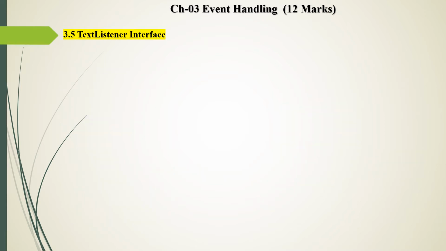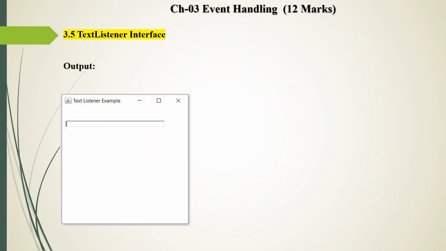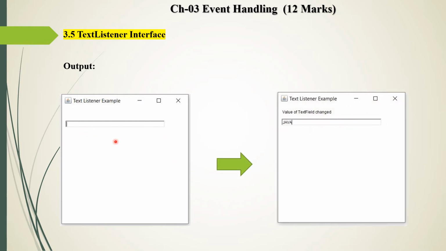Then the output of the program is displayed. First, our frame title is Text Listener Example. Here one label is displayed, but we define the label as blank, so the value of the label is blank, no character, and one text field is generated. When you enter some characters in the text field, the label is displayed and the value of the text field changes. So this is a simple program of text listener.